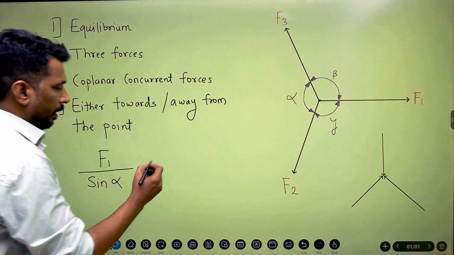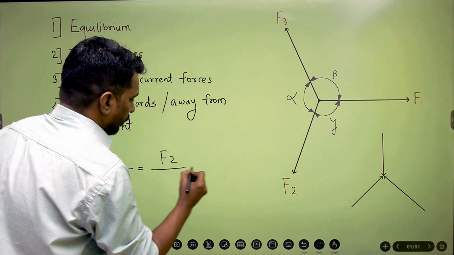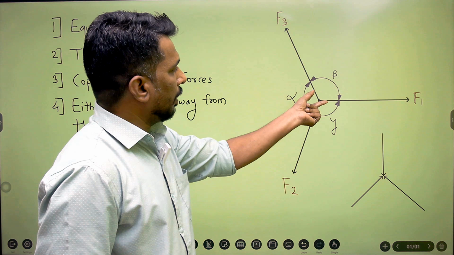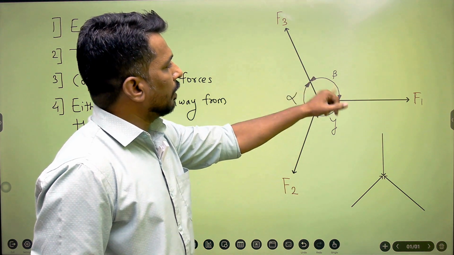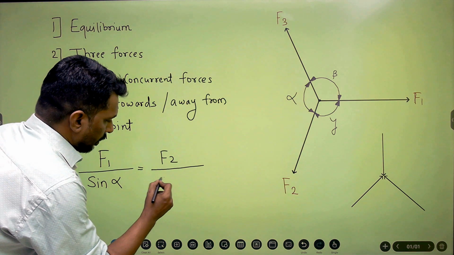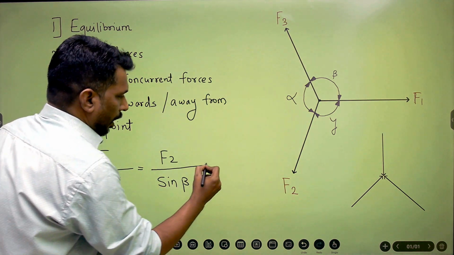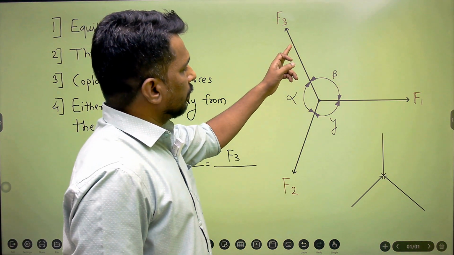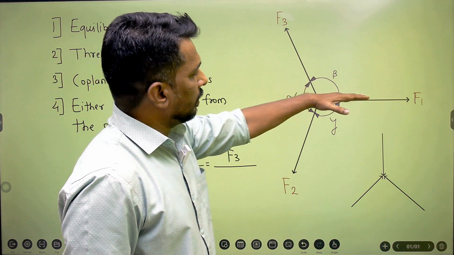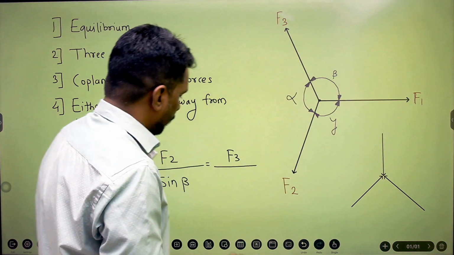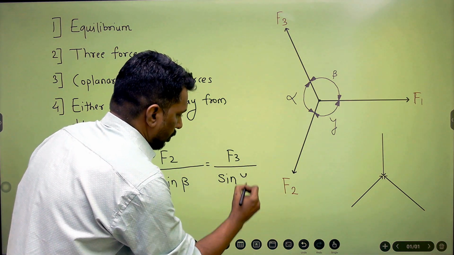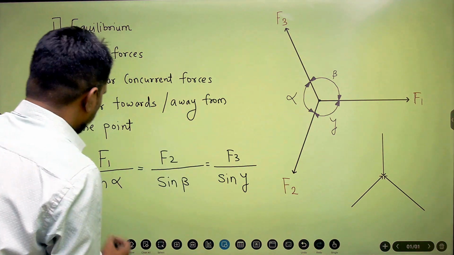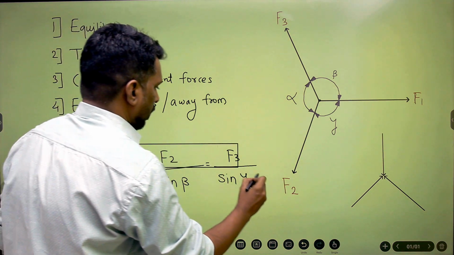Similarly for F2, the force under consideration, the remaining two forces are F1 and F3, and the angle between these two is beta. So I'll write F2 upon sine of beta. And finally F3 upon the sine of the angle between the other two forces, F1 and F2, that is gamma. So F3 upon sine of gamma. So here I am getting an equation, and this equation is nothing but Lami's theorem.